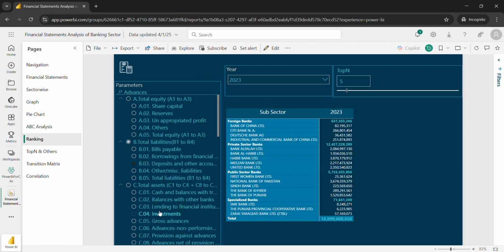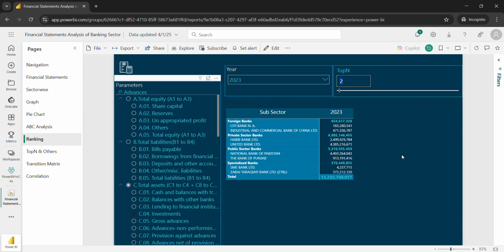Again, move back to investments. What we want is the top banks within each category, the top banks in each sector. Let us talk about the top 2 banks. Only the top 2 banks in each category will be filtered. For the purpose of this specific analysis, we can see that these are the top 2 banks within each category, rather than the composition of 70% that I showed you earlier. It only specifies the ranking within each category.